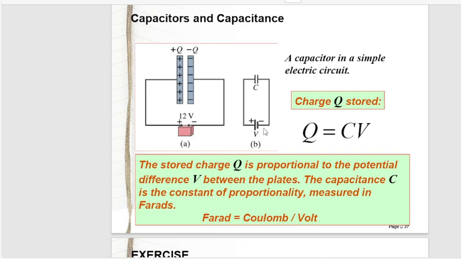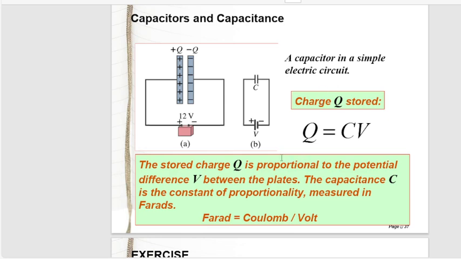As you know already, a capacitor in simple electric circuits stores charge, and the charge is represented using Q. Basically, the charge Q stored in the capacitor is proportional to the potential difference V. If we look at the definition, the charge that is stored in the capacitor is proportional to the potential difference.